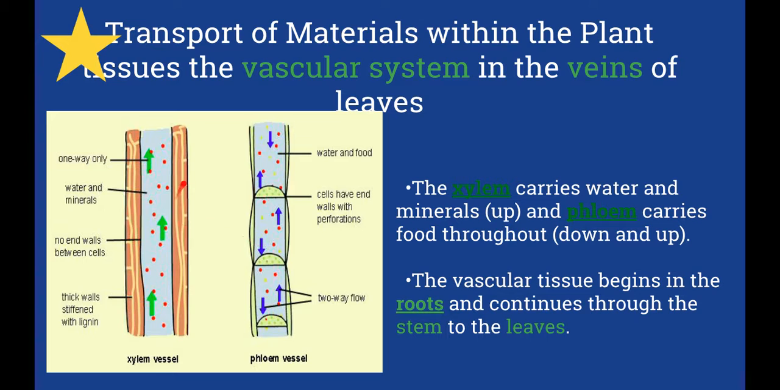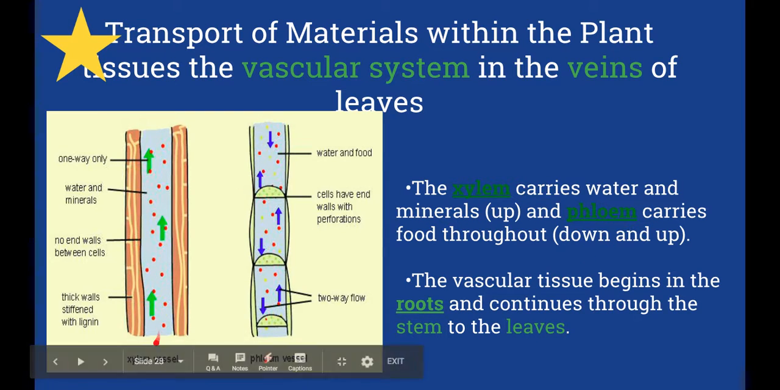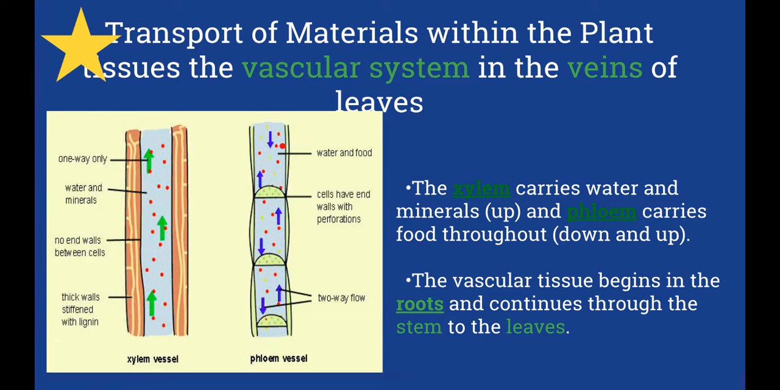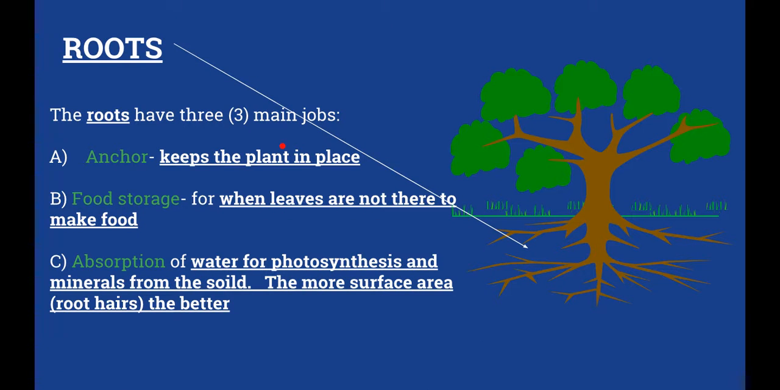And you do need to know that materials get transported through the leaves and the veins and the roots and the stems of a plant through the xylem and the phloem. The xylem carries water up. It only goes one way. And the phloem brings water and food up and down. Okay, so just kind of be familiar with those terms.